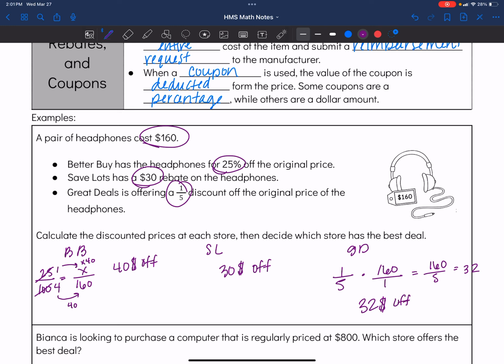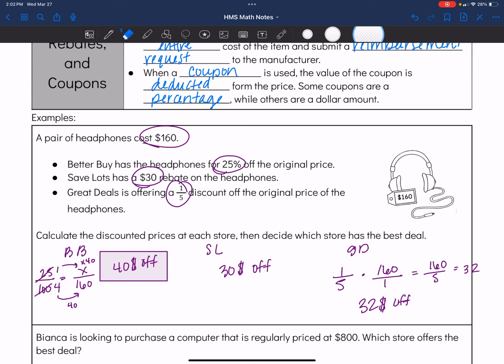So I would say the best price is going to be this $40 for Better Buy because it's the most, 25% off. Which makes sense, right? Because 25% is 1/4, and that is bigger than 1/5. Great Deals was 1/5, and of course, Better Buy was 1/4. So I feel like all of that makes sense. Duh, right? Math should be logical. Cool, moving on.